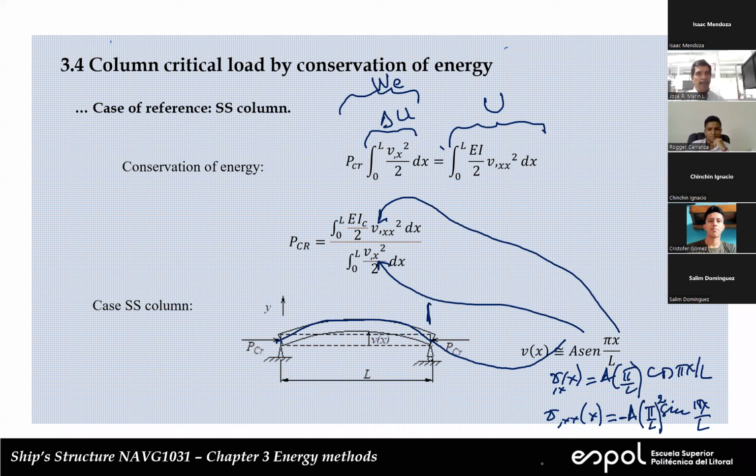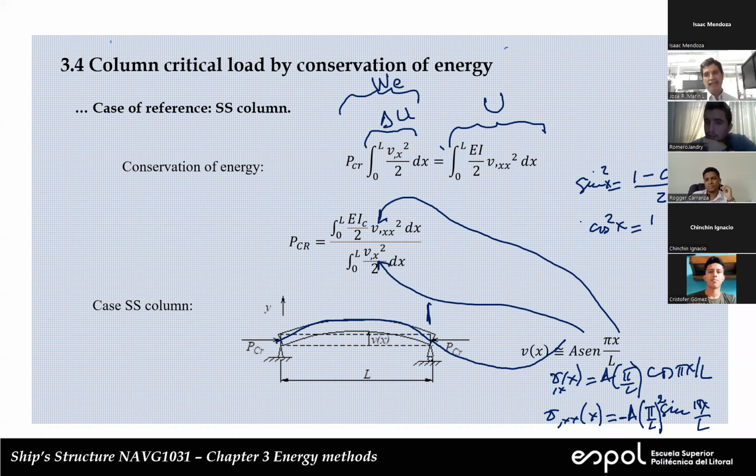Okay, so we replace the first derivative in the upper, the second derivative in the upper. Please, both expressions have to be squared. So remember that the sine square of x is equal to 1 minus cosine of 2x over 2. Cosine square of x is equal to, anybody remembers? 1 plus cosine 2x, over 2. Exactly. Yes, so here you have the second derivative squared, okay?